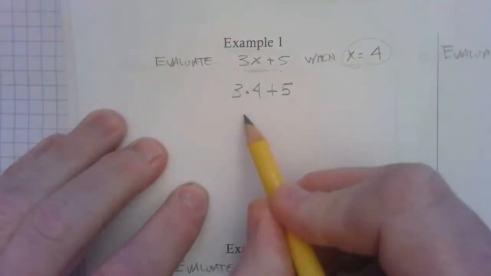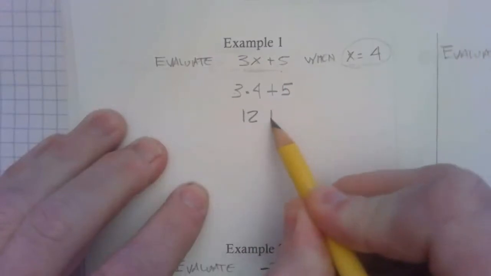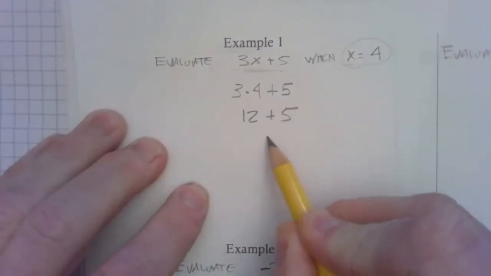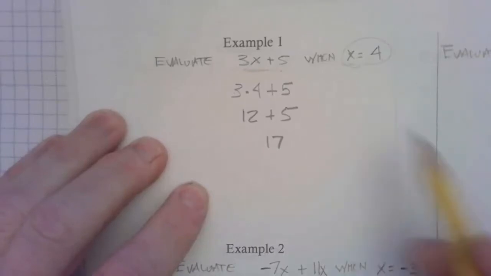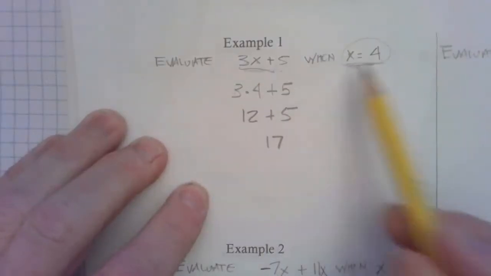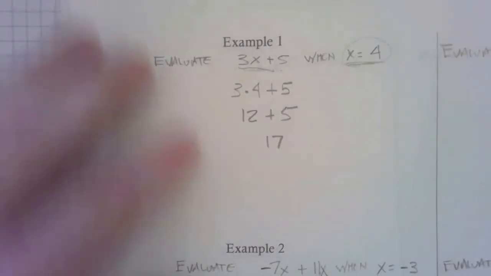And of course 3 times 4 is 12. You do the multiplication first, plus the 5, and the answer to this one would just be 17. And that's it. Now, you've evaluated this expression when plugging in this. Let's look at a few more examples.